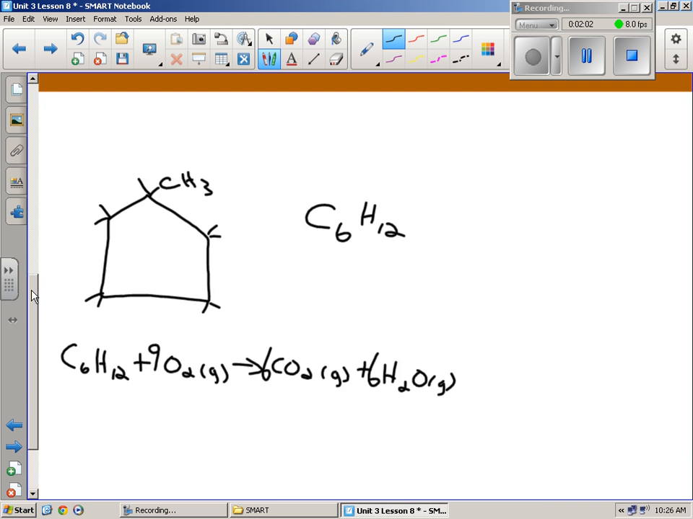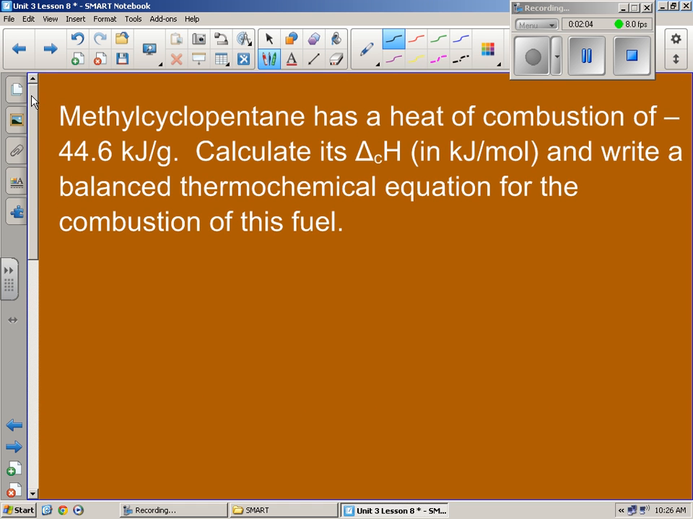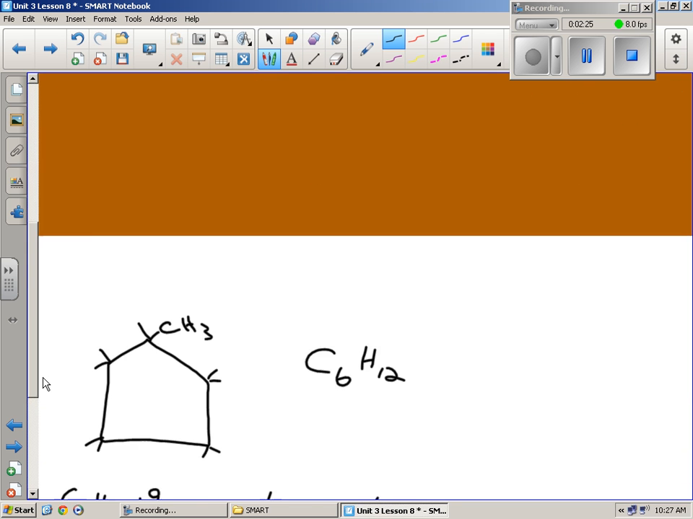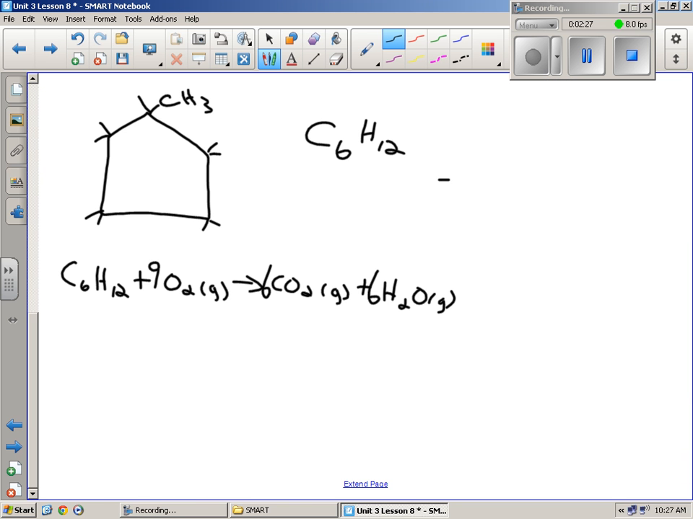All right, next. It says here, no, you wish you were done. It says the heat of combustion is 44.6 kilojoules per gram. We want to write out a balanced thermochemical equation for this combustion of the fuel. So we do want to do that. Calculate its delta CH in kilojoules per mole. It says that it's got a heat of combustion of negative 44.6, of course, exothermic, yes, kilojoules per gram. So negative 44.6 kilojoules for every gram that we burn.